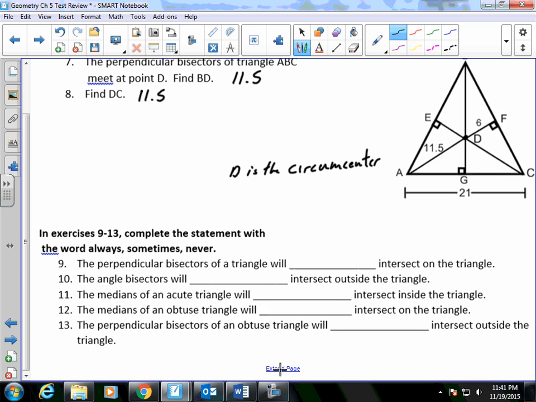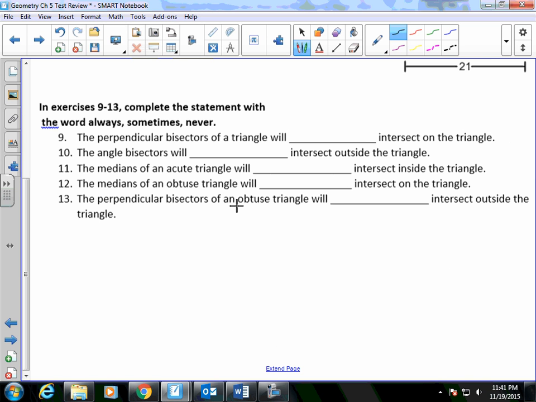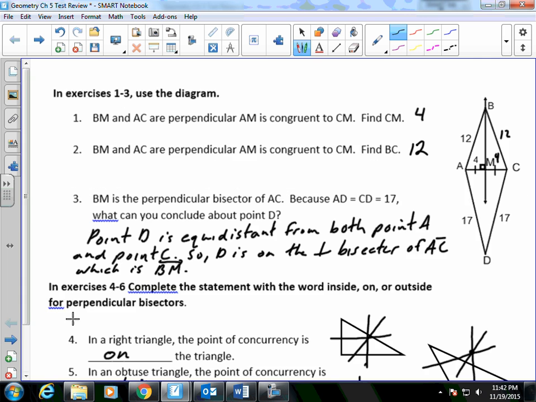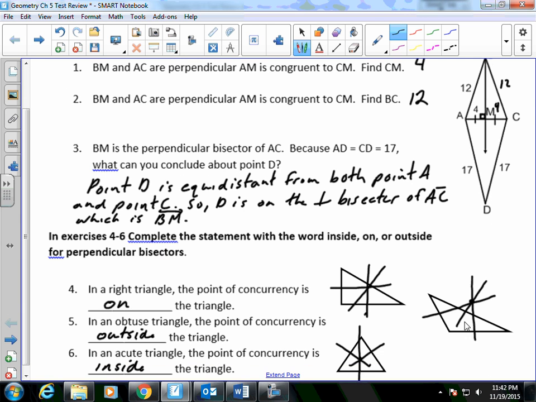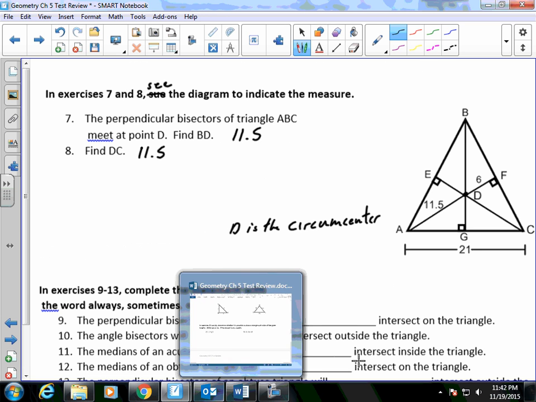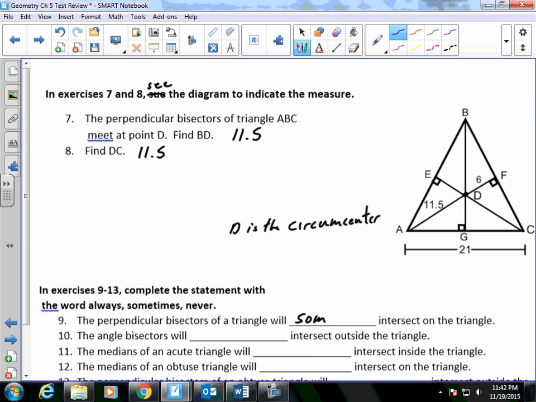All right, so 9 through 13 here. Complete the statement with the word always, sometimes, or never. So the perpendicular bisectors of a triangle will always, sometimes, or never intersect on the triangle. Well, perpendicular bisectors, we just did those over here, and we saw that we did intersect on the triangle if it was a right triangle, but not if it was an acute triangle or an obtuse triangle. So that would be sometimes.